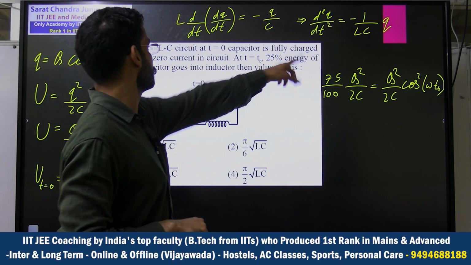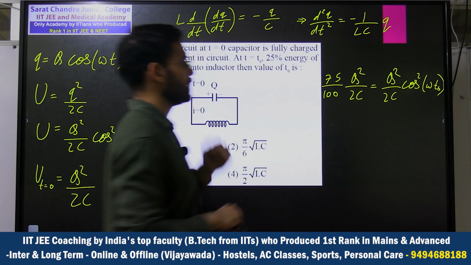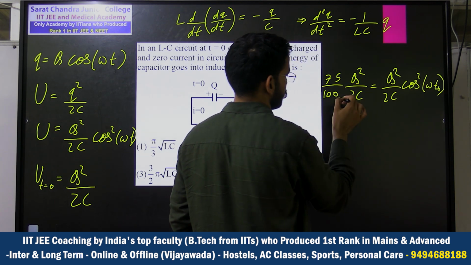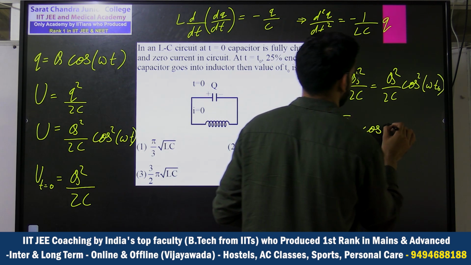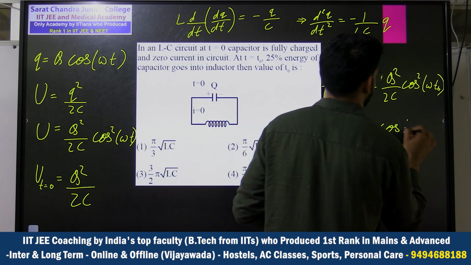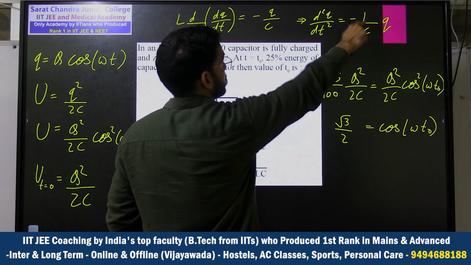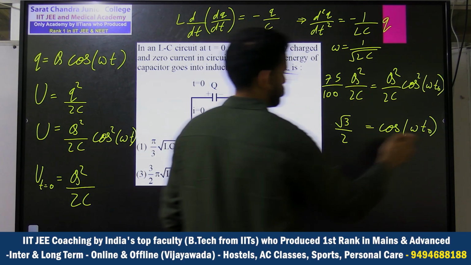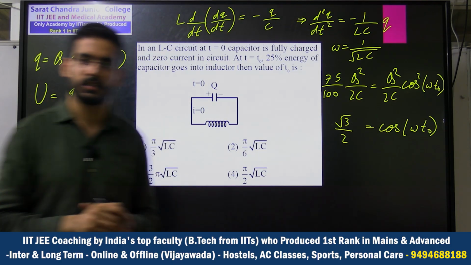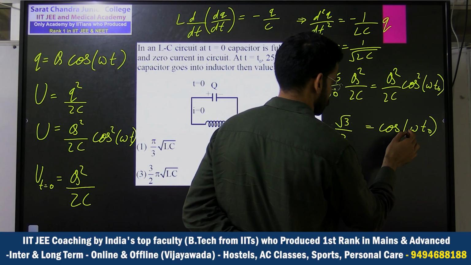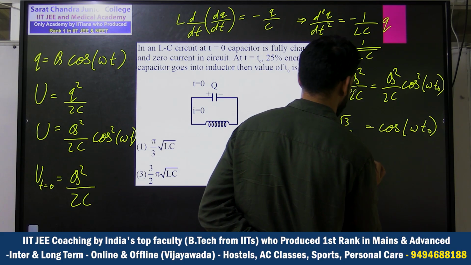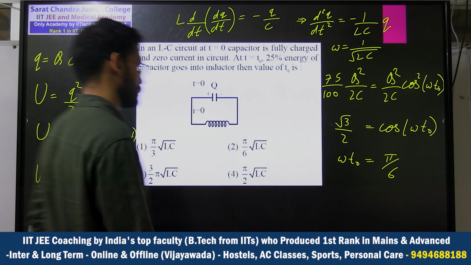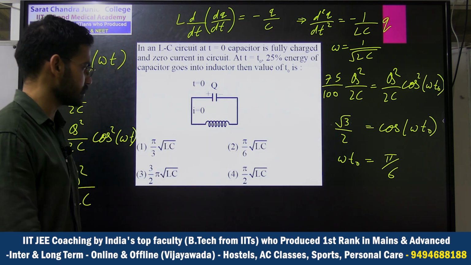into the inductor. If you read, 25% energy of capacitor goes into inductor, right? So by this I can say Q square by 2C cancels out. Under root when you take, this is 3 by 4, so root 3 by 2 equals cos omega t naught. Omega is what? 1 upon under root LC. So cos root 3 by 2 means 30 degree, pi by 6. So omega t naught is pi by 6, and omega is 1 upon under root LC, so t naught is pi by 6 into under root LC. So that is the second option.